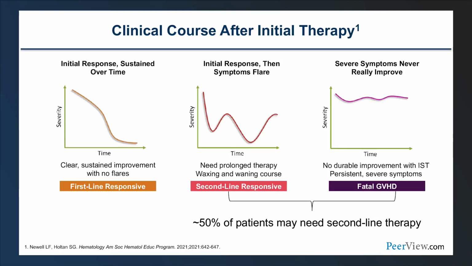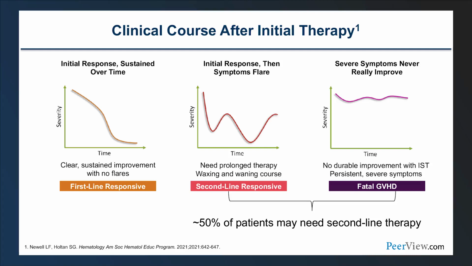Now let's think about clinical course after initial therapy. We see really 3 types of patterns occur after treatment. We see an initial response that is sustained over time. These patients do well with no flares. I call this group first-line responsive. I don't call this group steroid responsive because it may be that patients such as this are not treated with steroids in the first-line setting anymore.